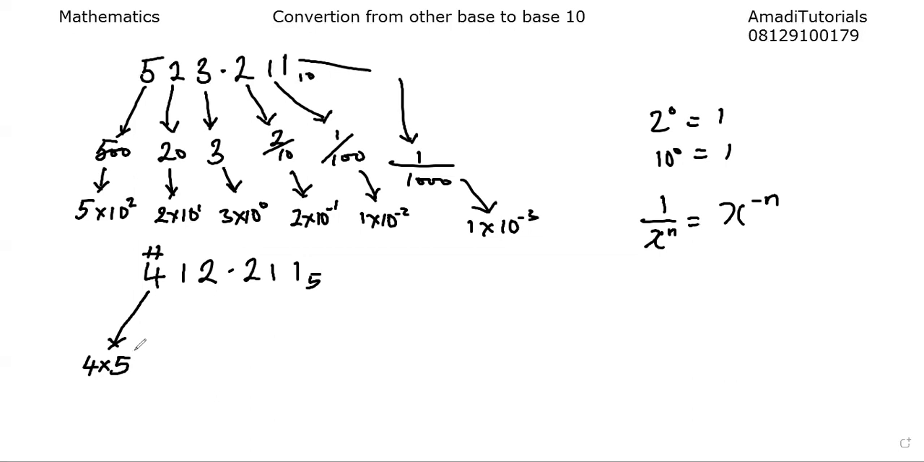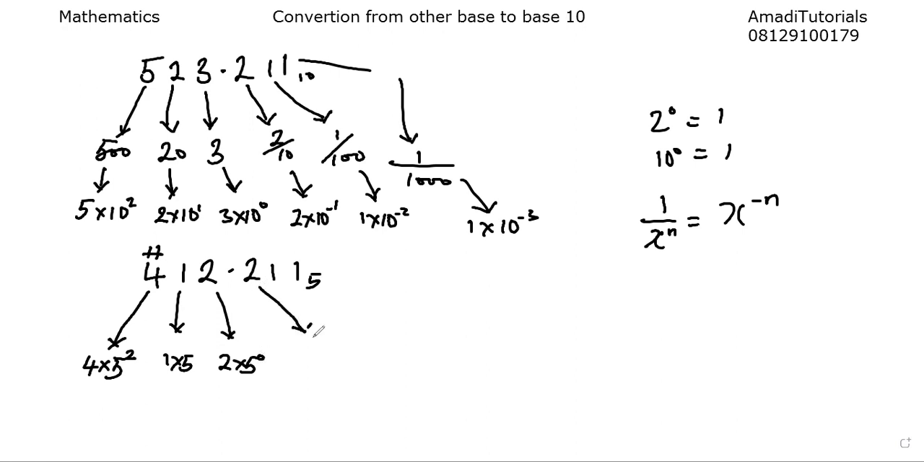Raised to the power of what? 3. And the next will be 1 times 5 raised to the power of 2. And here will be 2 times 5. Did I say 3? Sorry, here will be 2. It's a mistake. Sorry for that mistake. This will be 5 raised to the power of 2. I'm following the same procedure. So it will be 4 times 5 cubed, plus 1 times 5 raised to the power of 2, plus 2 times 5 raised to the power of 1, and then plus 2 times 5 raised to the power of 0.